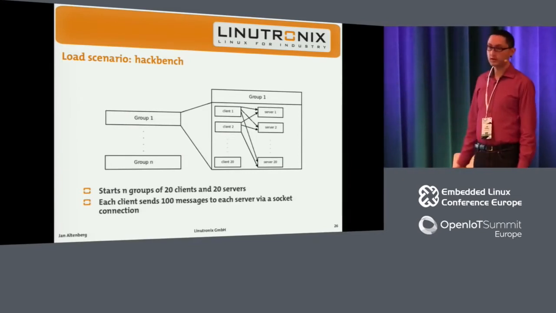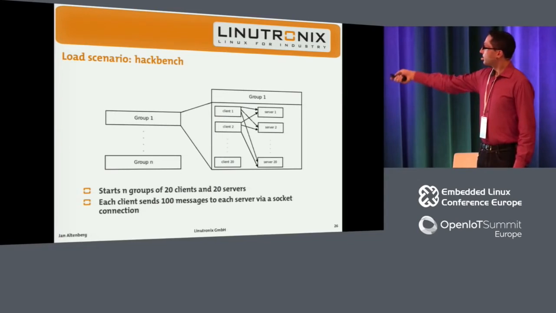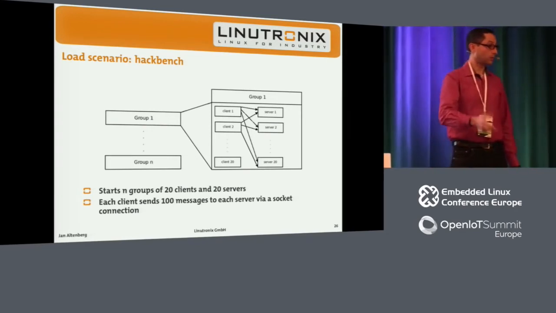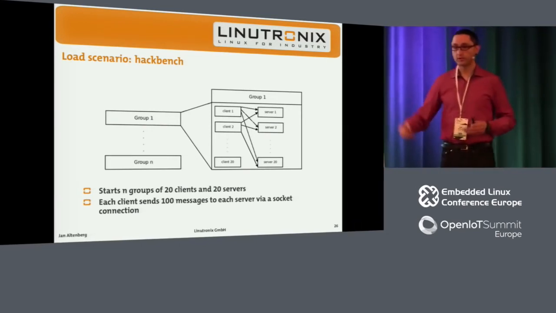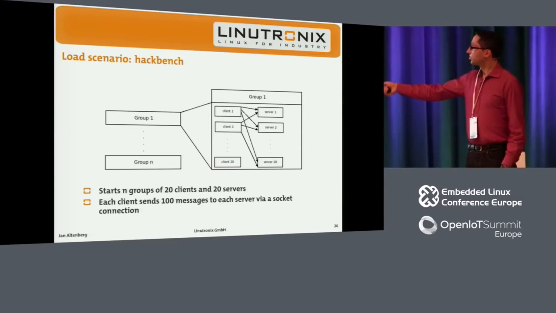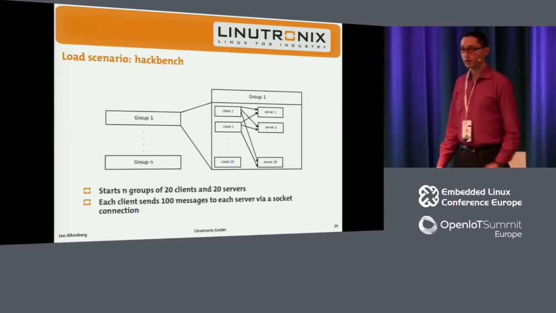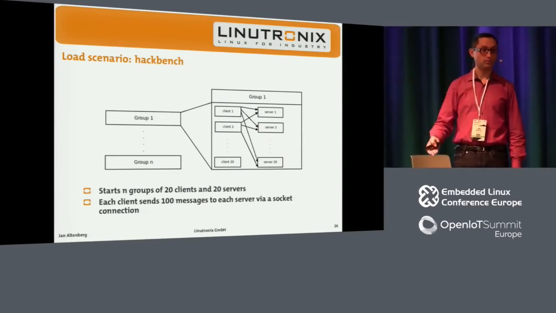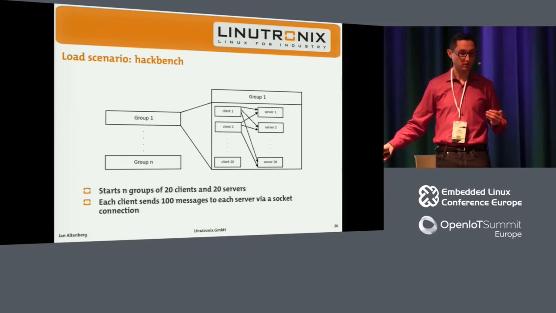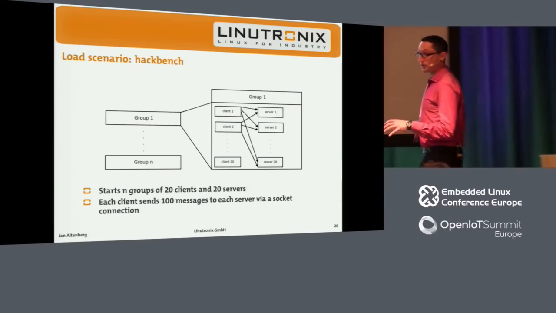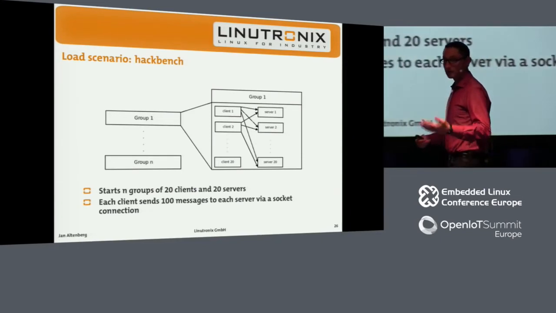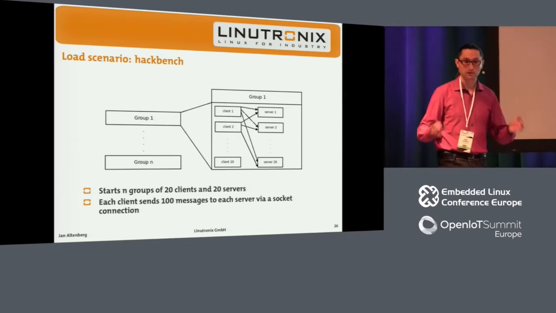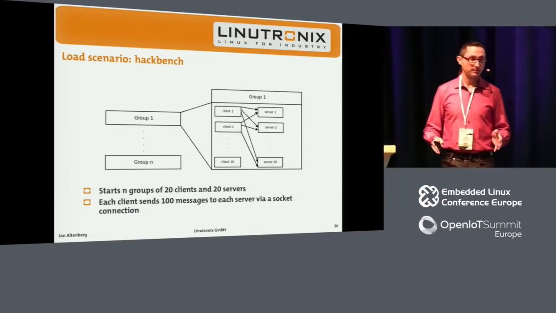You've got process groups with 20 clients and 20 servers, and the idea is that each client sends 100 messages via a socket to each server. So you've got a lot of inter-process communication, and you can tell Hackbench how many groups to run. For example, if you take 40 groups, it's 40 times 40 processes, so you have 1,600 processes doing weird inter-process communication. This is a real worst-case situation because the scheduler continuously needs to take decisions. You have high CPU load and high memory consumption.